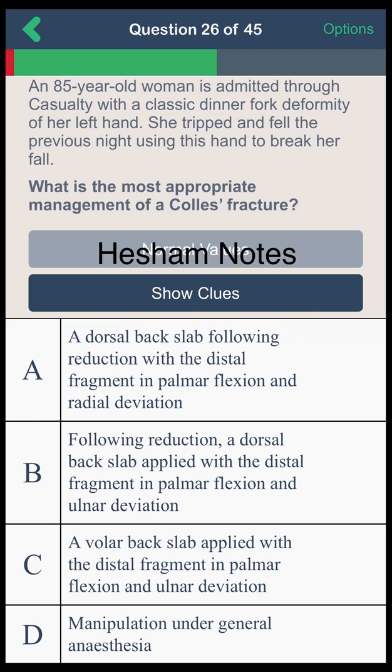And sir, it should be a dorsal backslap, it should be B, sir. Yes, excellent. As I told before, in Colles fracture, the distal segment is displaced dorsally with radial deviation and impaction. So when I reduce this fracture, I will do palmar flexion and ulnar deviation, and I will put the slab backward, not volar. I will put the slab dorsal. The distal fragment is pushed towards the palm by palmar flexion and ulnar deviation due to radial displacement. So the correct answer here is B.